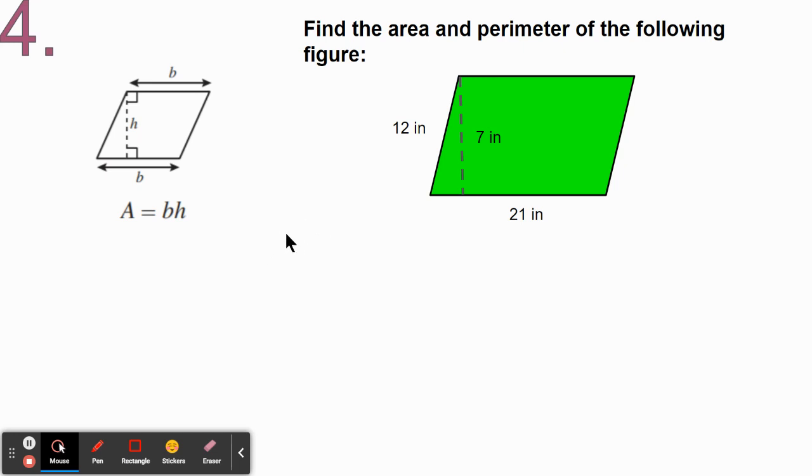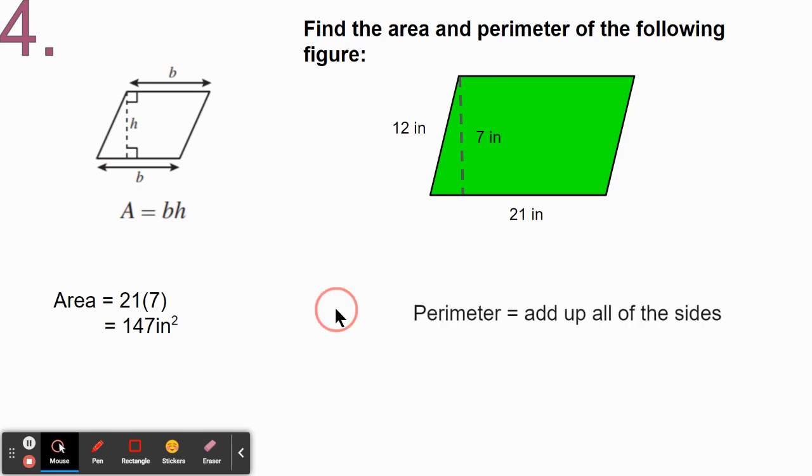All right, and here's the work for it. Area should have been 21 times 7, which would have given you 147 inches squared. And the perimeter should have been 12 plus 21 plus 12 plus 21, or 12 plus 12, 21, 21, and should have been 66 inches. So check your work. If it's incorrect, make sure to change it on your paper.